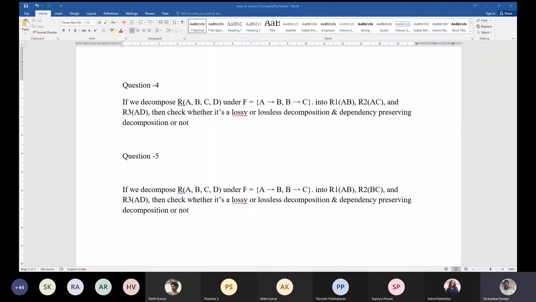Right. So I have uploaded the problem with solution for dependency preserving decomposition, because I think everyone is familiar with checking whether the decomposition is a lossy or a lossless decomposition. The thing that you need to explore is whether the decomposition is dependency preserving, or whether dependency is not preserved in the decomposition.